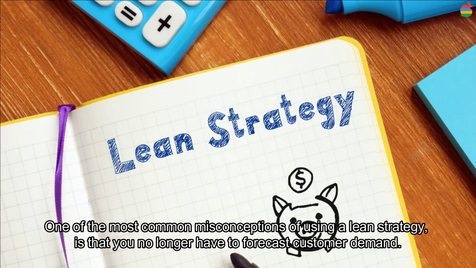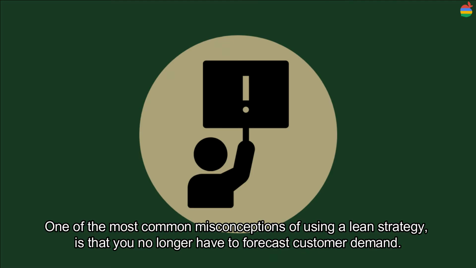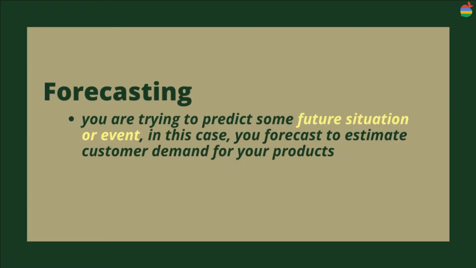One of the most common misconceptions of using lean strategy is that you no longer have to forecast customer demand. Forecasting means you are trying to predict some future situations or events. In this case, you forecast to estimate customer demand for your products.